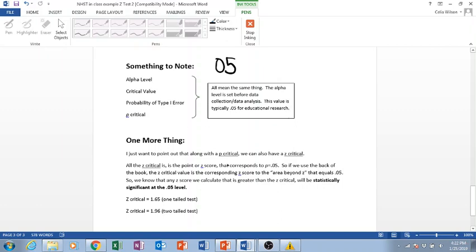I'm going to wait on this. I'm not going to talk about this. We're going to talk about something called confidence intervals in a few lessons. And so I'm going to save this discussion until that point.